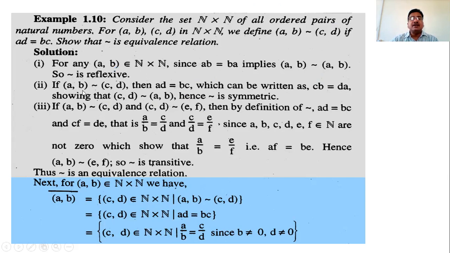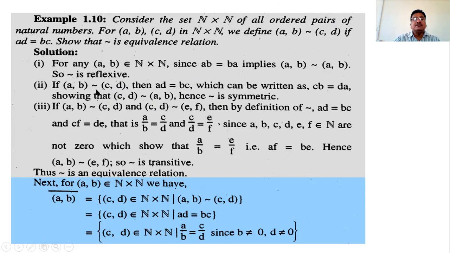The next condition is symmetry. When the relation is symmetric, if one element is related to the second, and then the second is also related to the first, then the relation is symmetric. So AB is related to, here are AB and CD. These are the two elements such that AB is related to CD. One element is related to another element.